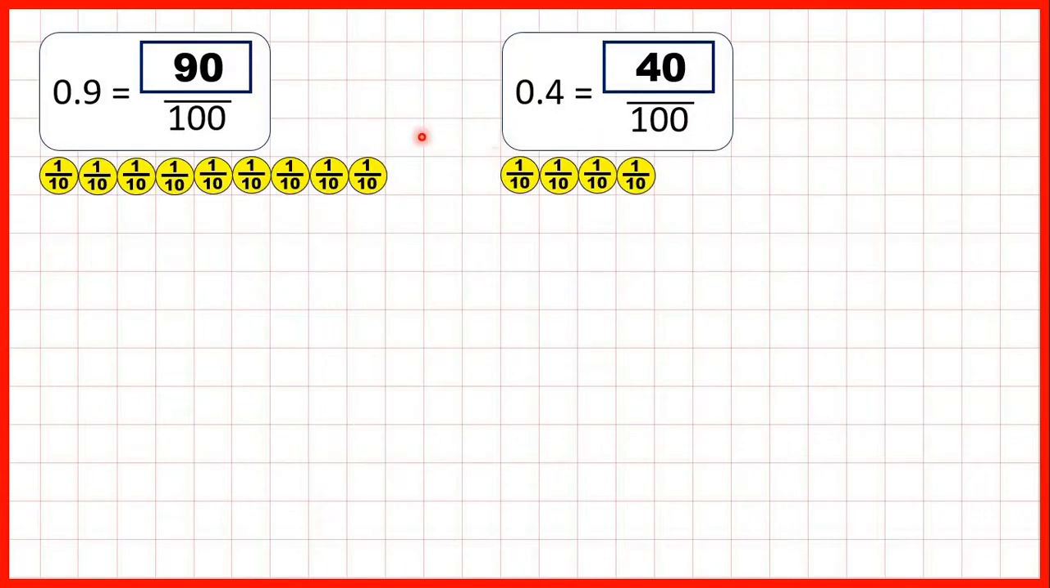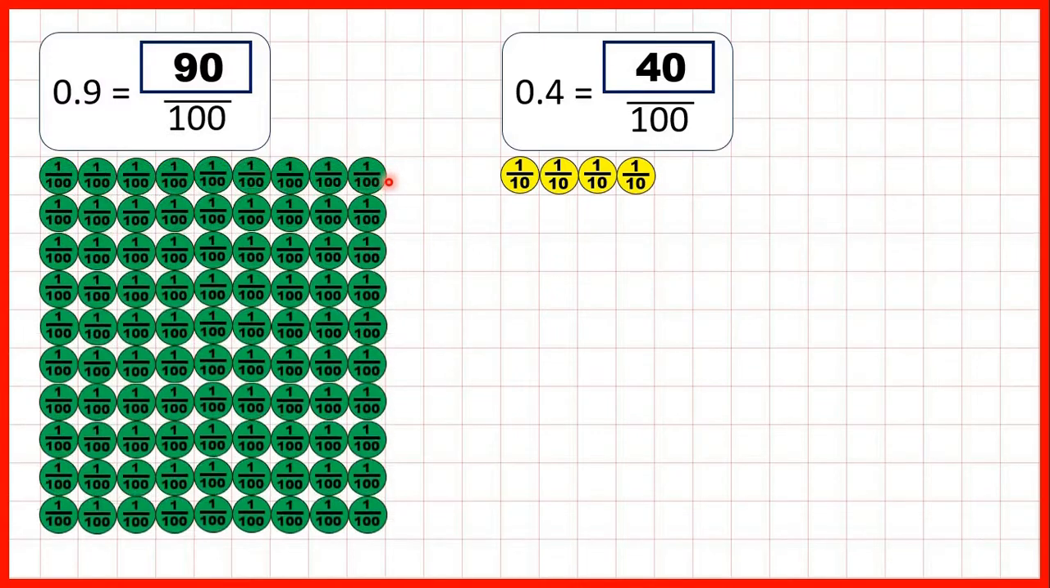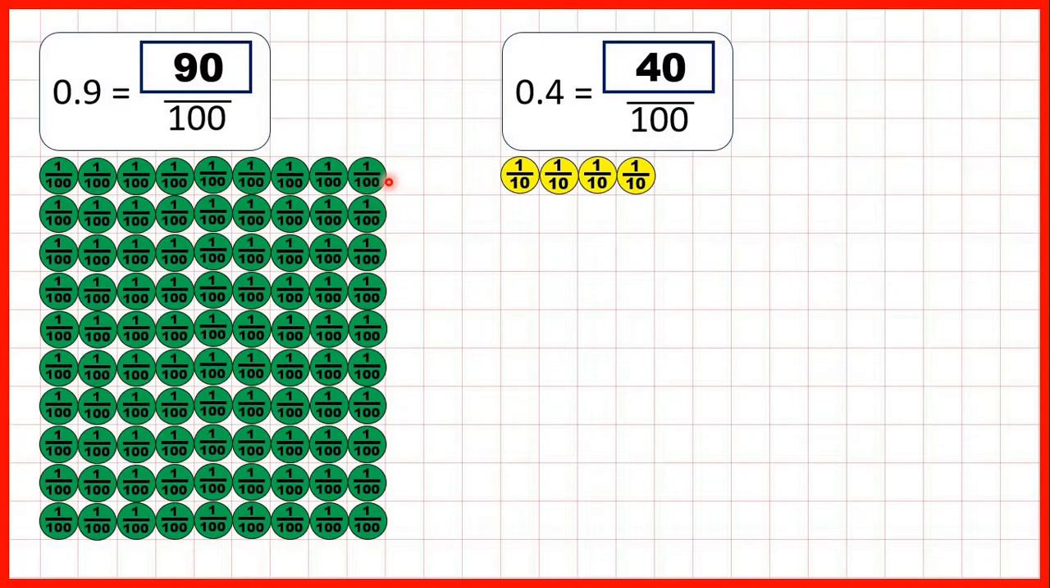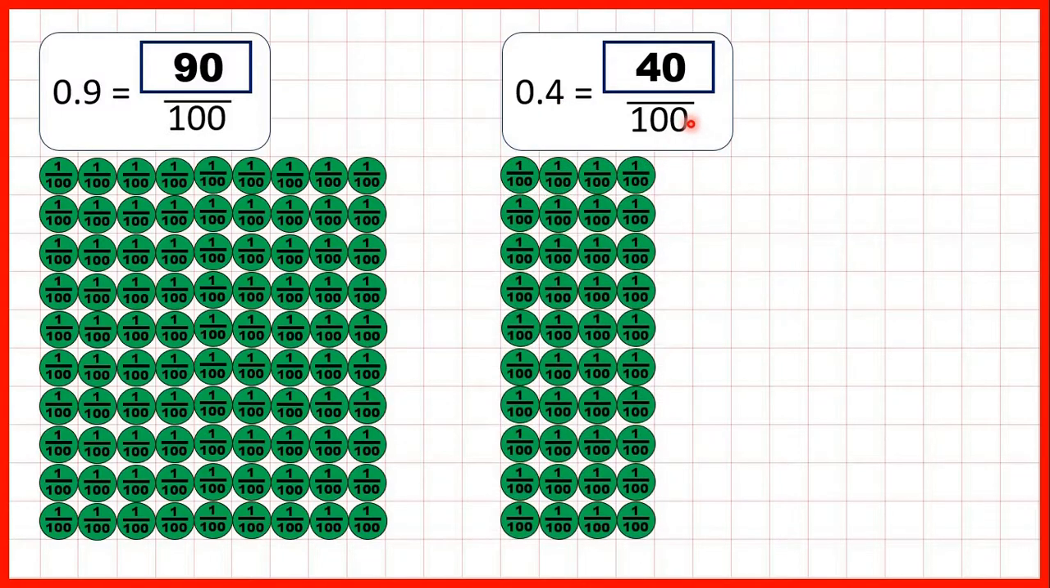We can also show what we did using place value counters. So, because the first digit after the decimal point is the tenths digit, with 0.9, we have 9/10. But each of those tenths can be exchanged for 10 hundredths, so that gives us 90 hundredths altogether. And with 0.4, we have 4/10, but if we change those tenths into hundredths, we get 40 hundredths.